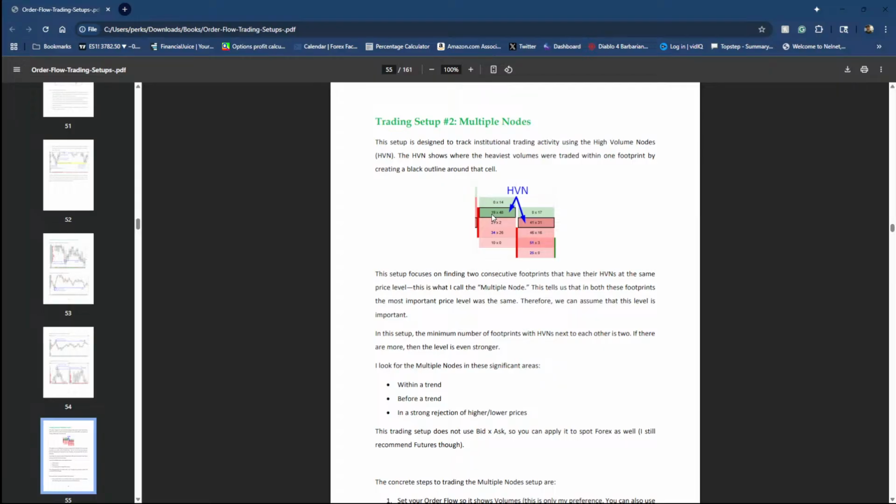But if you find one on ES, you're probably going to get a good 50-point move from there the next time price comes to there. If you find one on NQ, you're probably going to get a good 100-point move the next time price comes to that high volume node, or that high volume cluster, whatever.